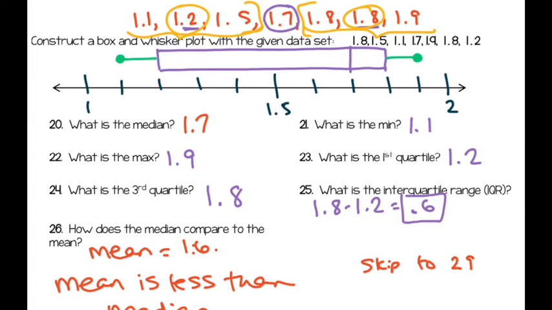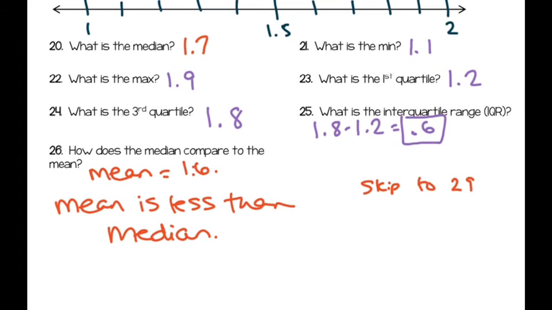The interquartile range is 1.8 minus 1.2, which gets 0.6. The mean comes out to be 1.6, and so that's less than the median. Not a lot less, it's a little bit less than 1.7, so I just put that it was less than the median.